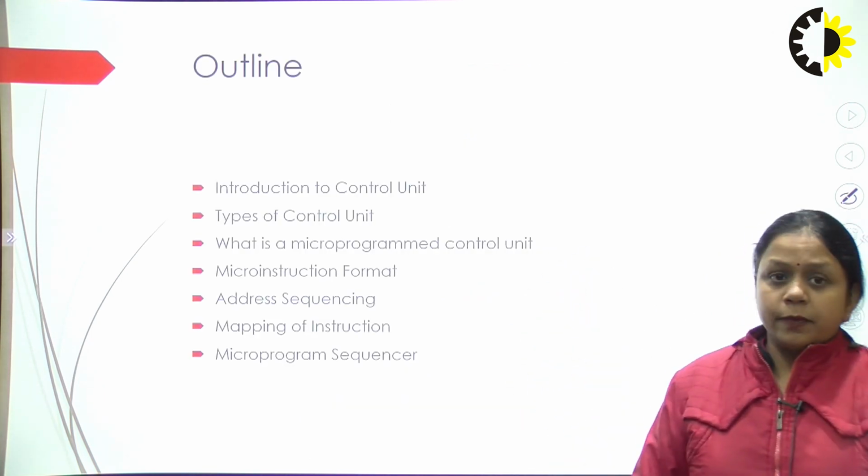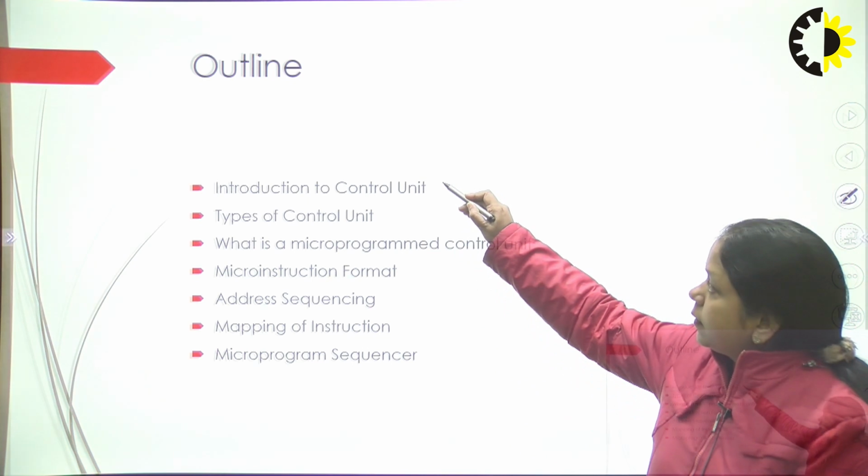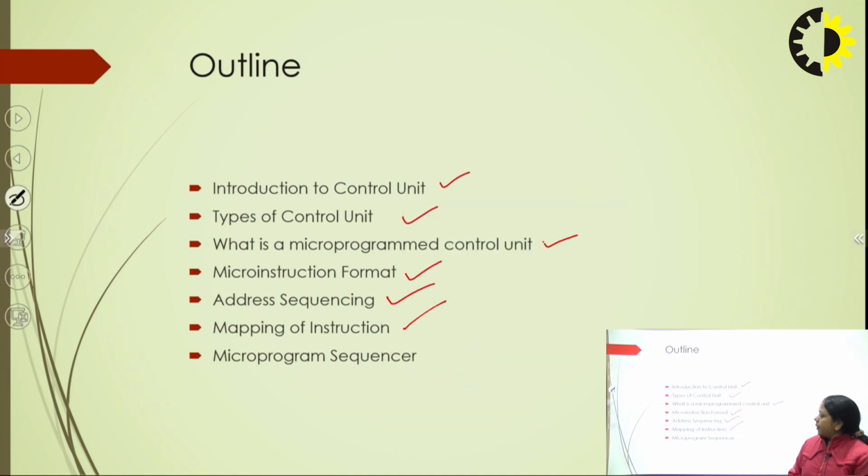These are the main outline of this lecture which we will discuss: introduction to control unit, types of control unit, what is a microprogram control unit. Then we will understand the micro instruction format. After that, address sequencing and its meaning. Then we convert an instruction into an address with the help of mapping of instruction. Next is microprogram sequence.